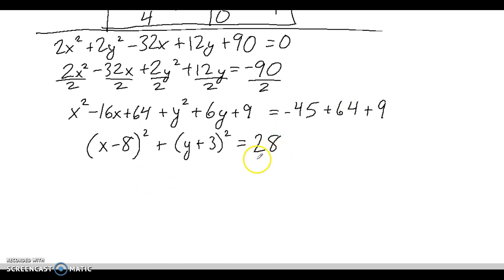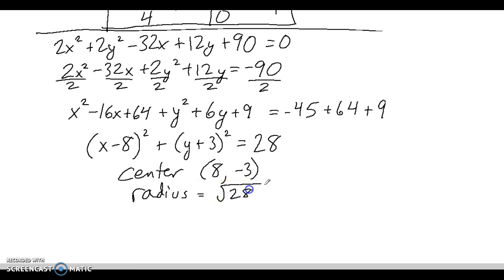And yeah, that's not a perfect square. That's fine. That means we have a circle with center 8, -3, and radius equal to the square root of 28, which simplifies to 28 is 4 times 7, so that's 2 times the square root of 7.